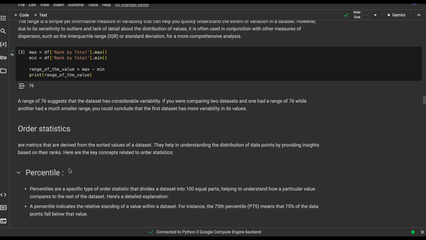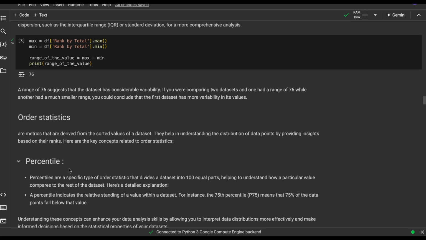Order statistics means nothing special. It's just ascending order, from lower to higher. In some cases we use it, like the interquartile range. We use percentiles: we need to sort the data and then find values like the 25th percentile, 35th percentile. That's why you use order statistics.